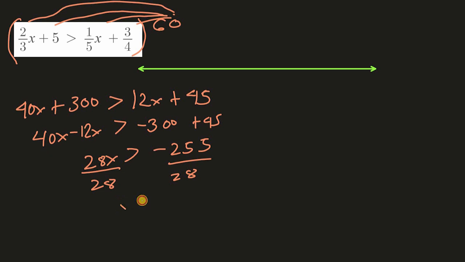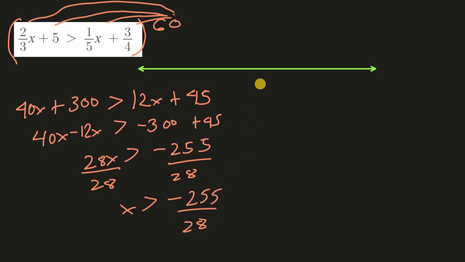Guys, magpapalit ba yung sign natin? Should this be equal? Should this be lesser than? Hindi. Nag-divide man tayo, pero positive number siya. Hindi siya negative. Pag negative number, doon tayo magpapalit ng sign. So, ibig sabihin dito, hindi tayo magpapalit ng sign. So, yung final answer natin, x is greater than negative 255 over 28.